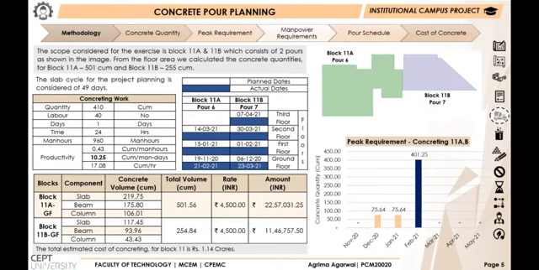In concrete floor planning, the scope considered is for block level A and level B. The figure shows the number of floors for each block. According to floor area, we calculated the concrete quantities and the material required for that. The slab cycle for the project planning is considered as 49 days. Productivity comes out to be 10.25 cubic meter per man day. The peak requirement comes in the month of Feb 21. The total estimated cost of concreting for block 11 is 1.14 crores.